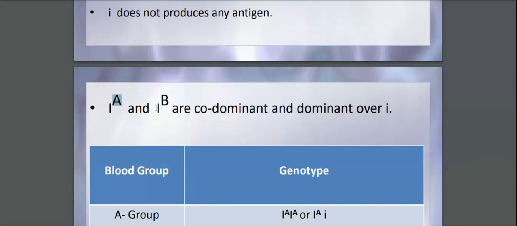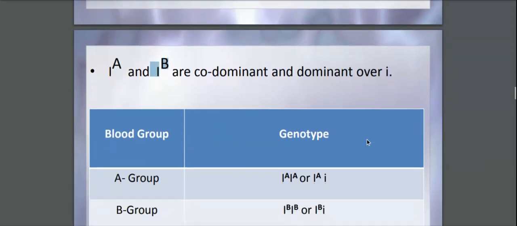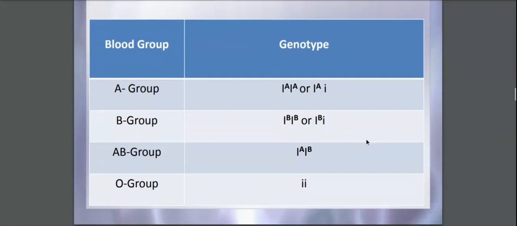Similarly, if the person is receiving IB from one parent and i from another parent, what will be the blood group of the person? B, because IB here is dominant over i. Okay, so if you've understood this, the blood group and genotype chart will be quite clear.